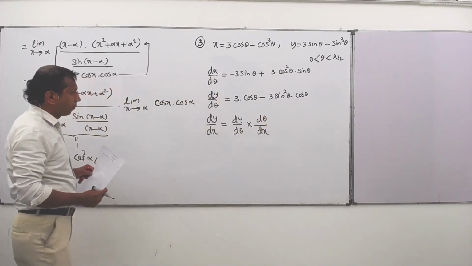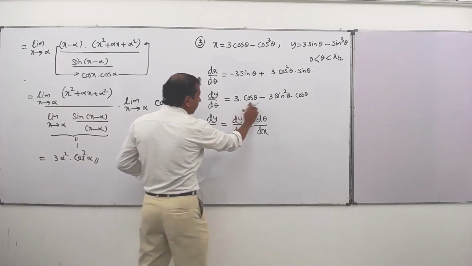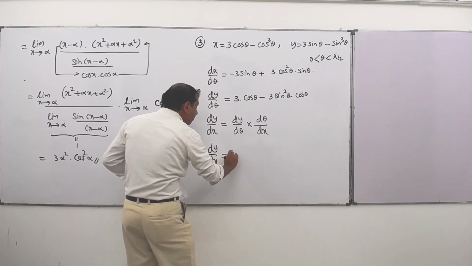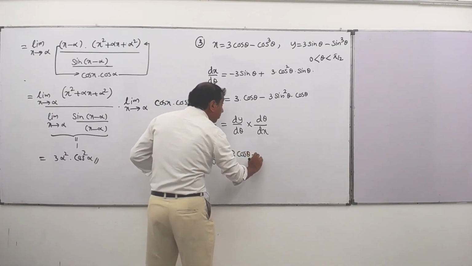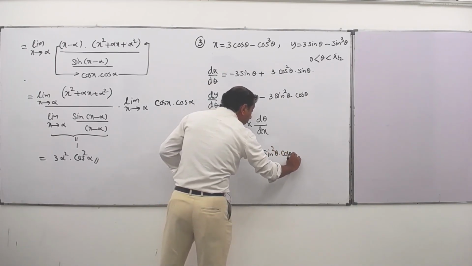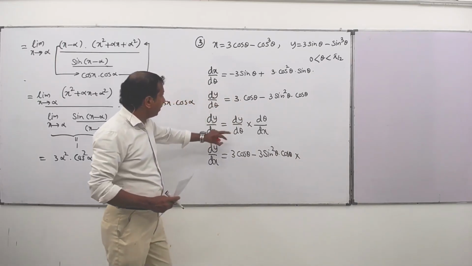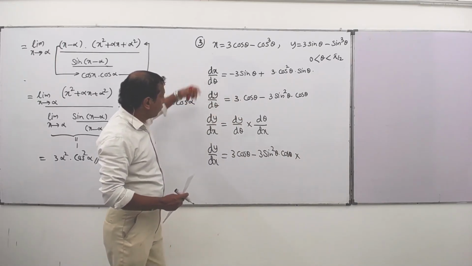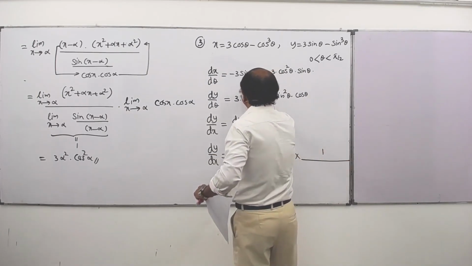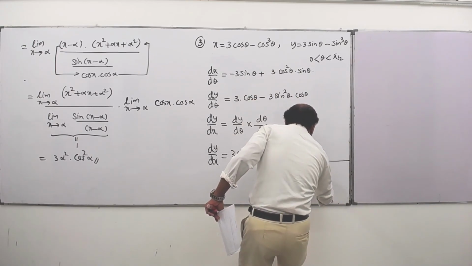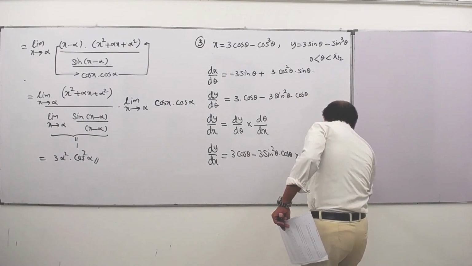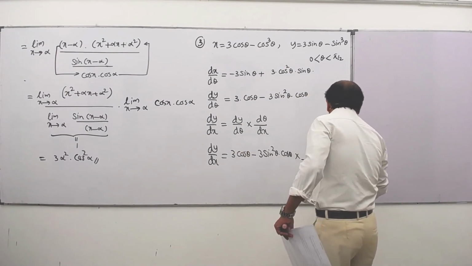into d theta by dx. dy by d theta is this, put that here: 3 cos theta minus 3 sin square theta cos theta multiplied by d theta by dx. d theta by dx means the reciprocal of this: 1 over minus 3 sin theta plus 3 cos square theta sin theta, no?